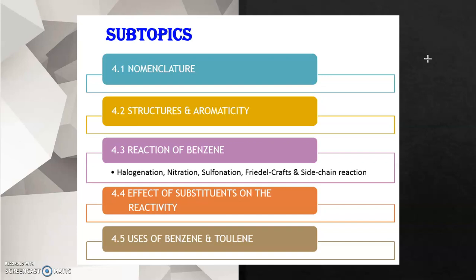The second one is structure and aromaticity. Then reaction of benzene. This is the core of this topic, right? So you need to learn about the halogenation of benzene, nitration of benzene, sulfonation of benzene, and Friedel-Crafts. There are two types of Friedel-Crafts. First is Friedel-Crafts acylation, and the second one is Friedel-Crafts alkylation. Different, eh? Acylation and alkylation. And the last one is side chain reaction. There are two types of side chain reaction. Later I will tell you.